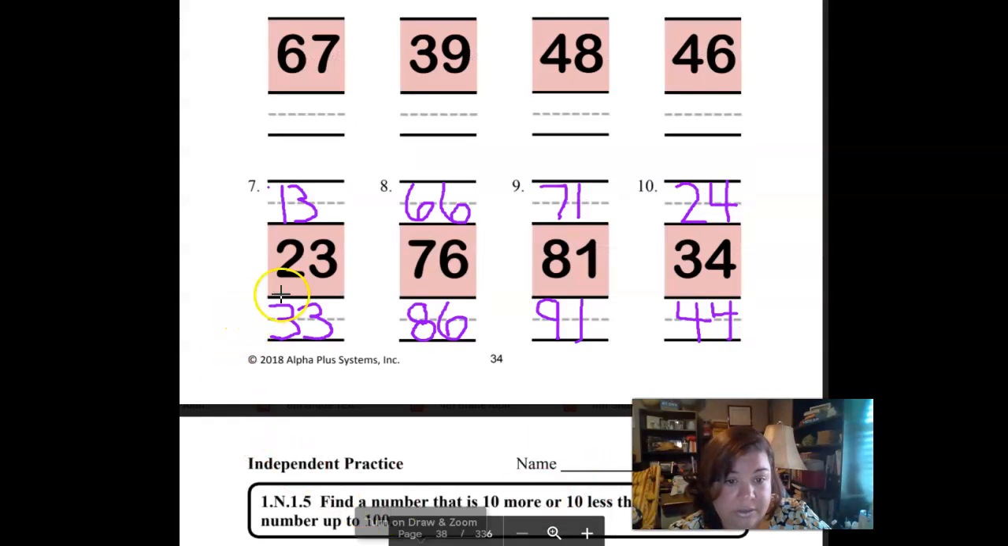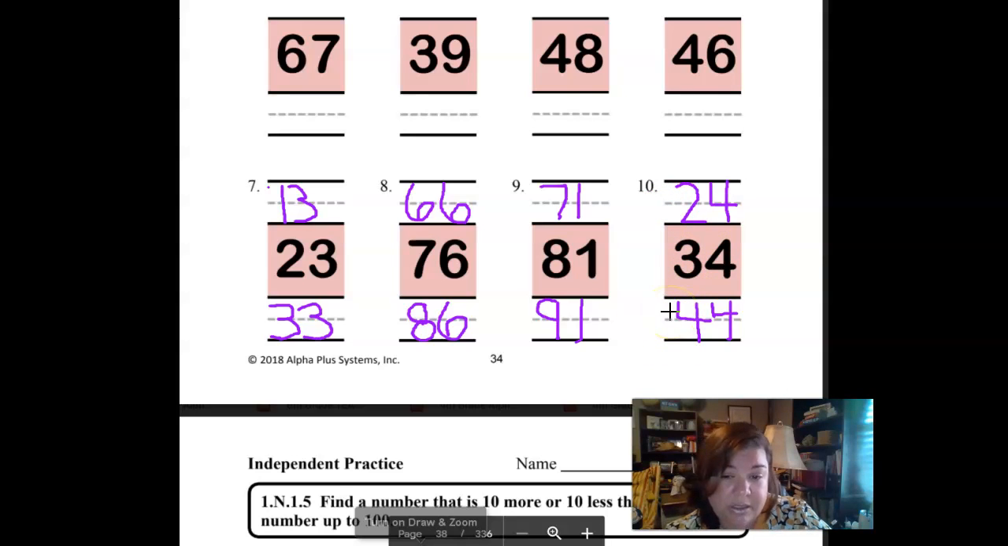Let's check your answers. For this one, number 23, did you get 13 as 10 less and 33 as 10 more? Okay. 76, 66 is 10 less, 86 is 10 more. We have the number 81. 71 is 10 less, 91 is 10 more. We have 34. 24 is 10 less, 44 is 10 more.